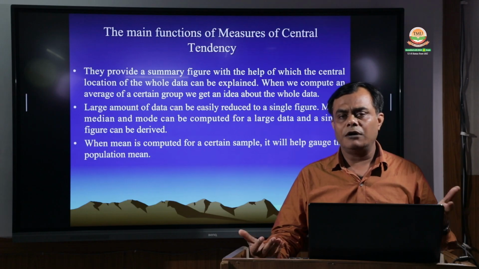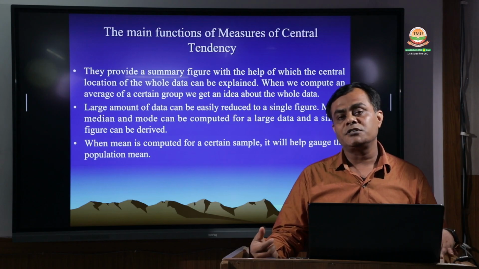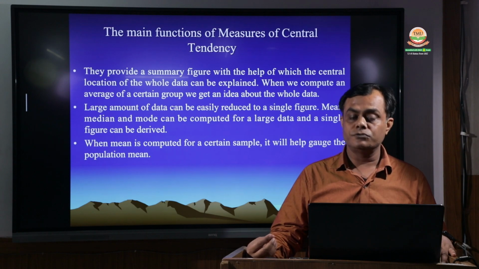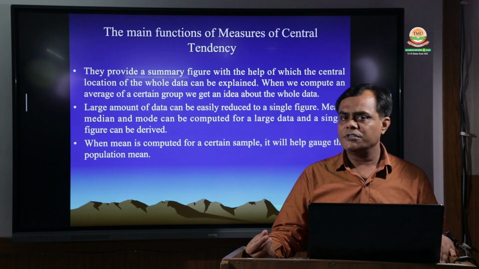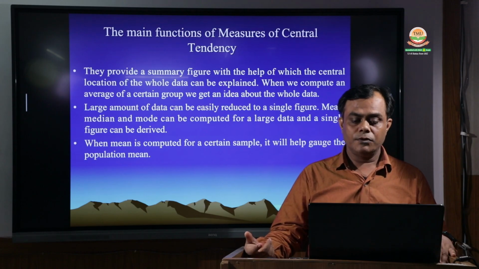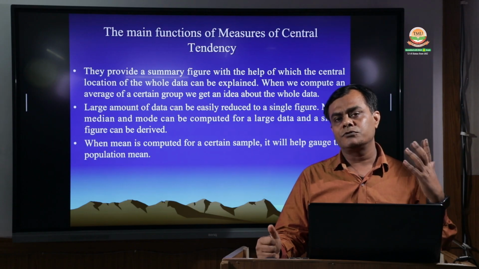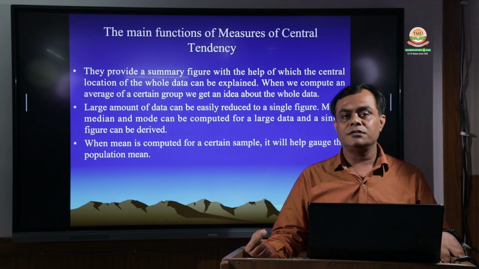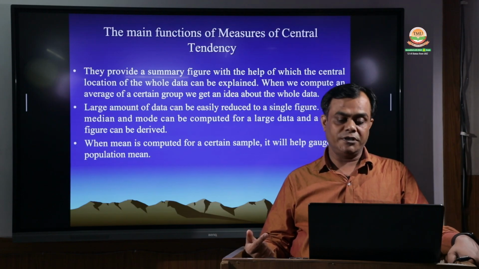So it is important, and we can get a central idea of such a huge population. A large amount of data can be easily reduced to a single figure. Mean, median, and mode can be computed for a large data set. The size of data might be any number, might be in crores, but we can get a single figure. So measurement of central tendency provides you a single figure of the data.